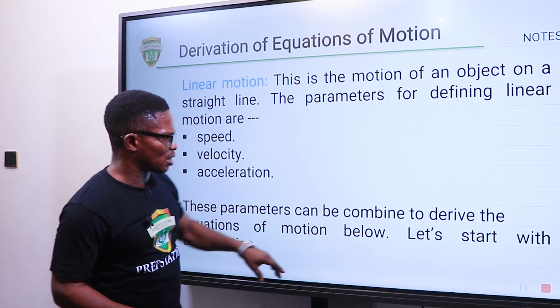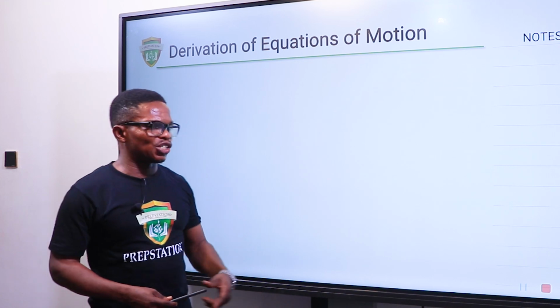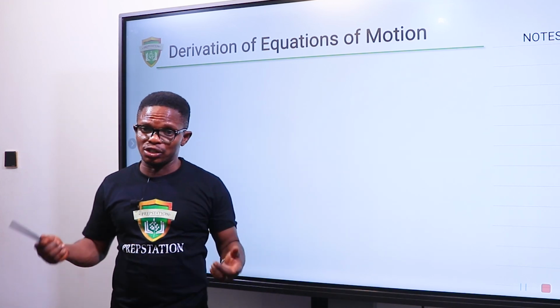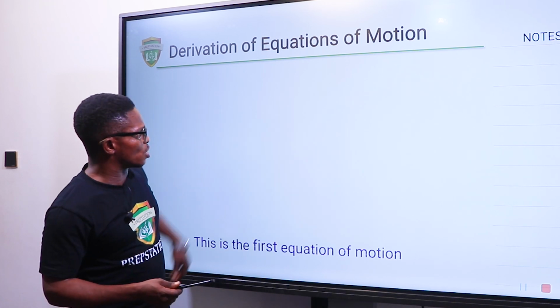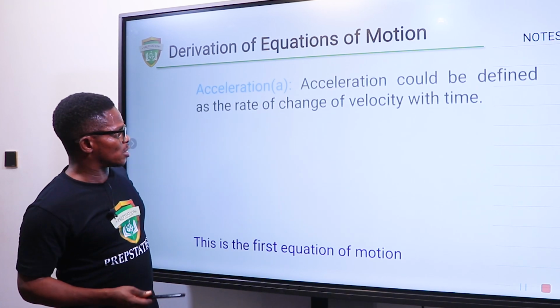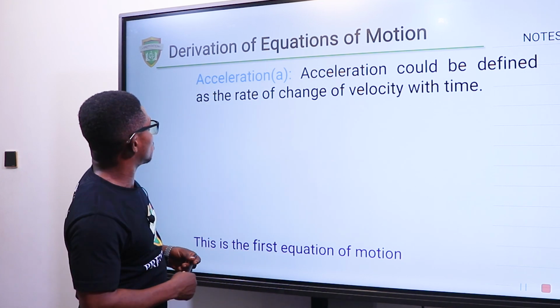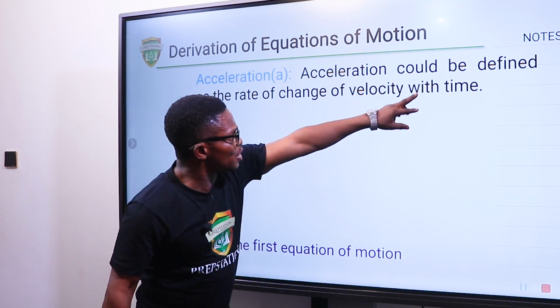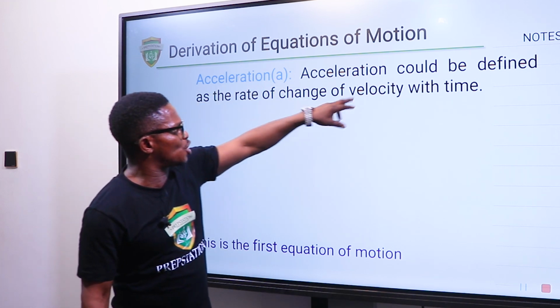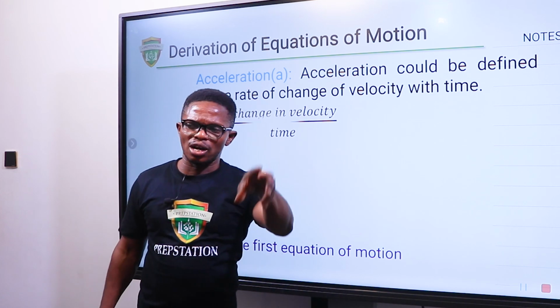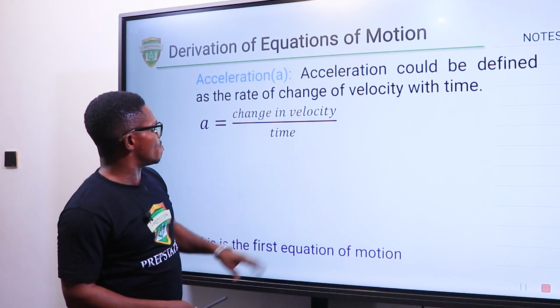Let's start with acceleration. Now, what is acceleration? When you say accelerate, what are you actually saying? You are simply saying increase your speed, increase your velocity. So in very simple terms, acceleration is increase in speed with time, or increase in velocity with time. So acceleration could be defined as the rate of change of velocity. How do you know that velocity has changed? When you have initial velocity and final velocity, it means velocity has changed.